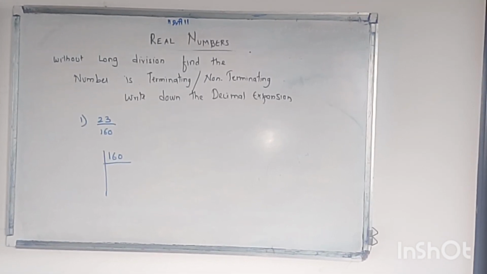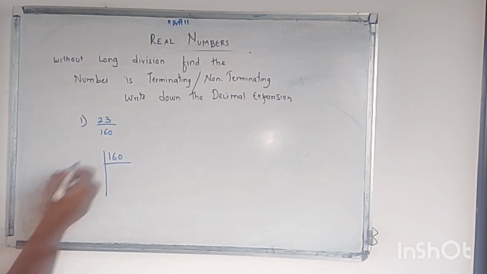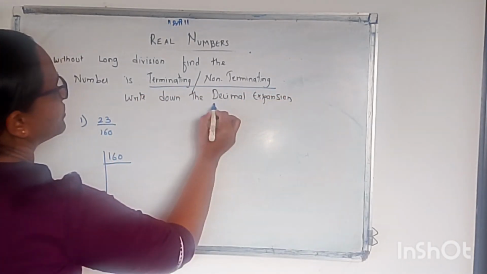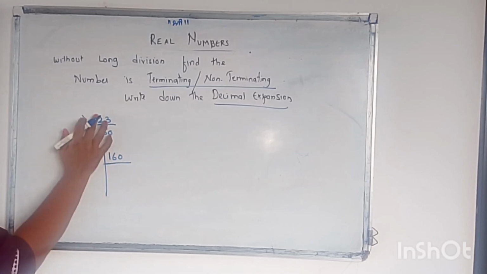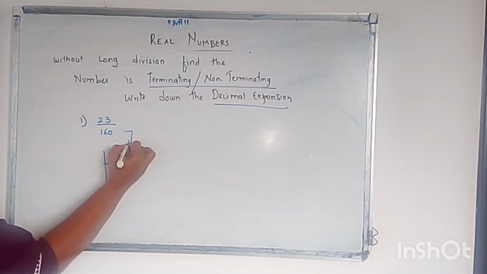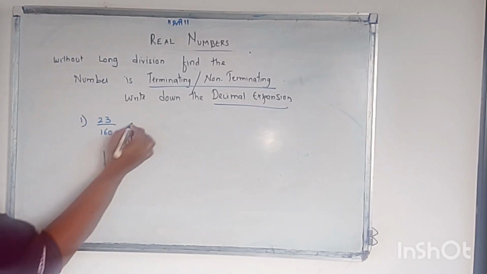So the next thing is, without long division, find whether a number is terminating or not and write down the decimal expansion. A number is given in a rational form, 23 upon 160. So here two things you have to find out, terminating or not, and decimal expansion. So this number is given, always take the denominator to find the factors, not the numerator.